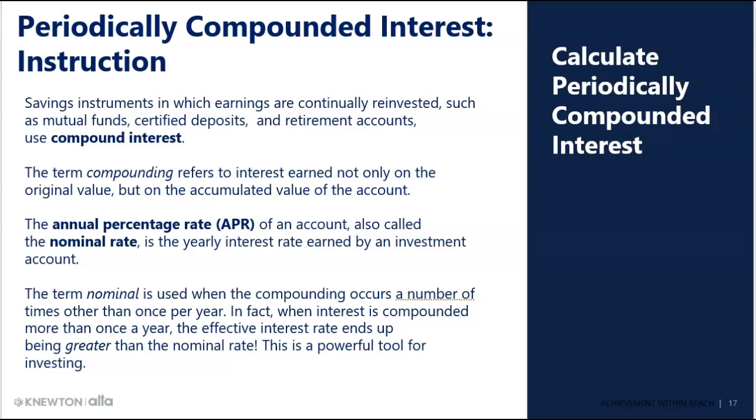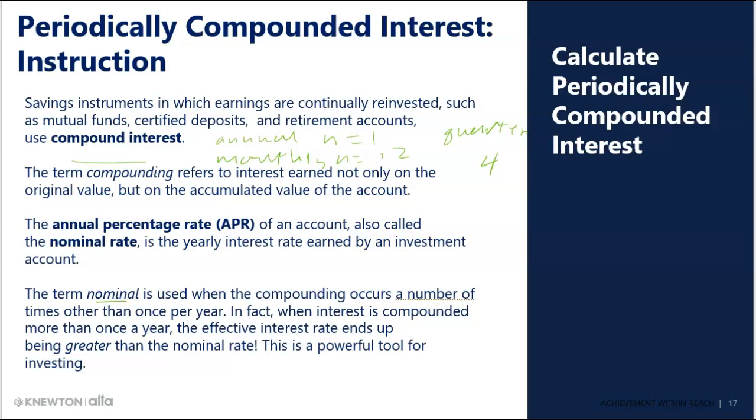All right, so this covers savings continually reinvested, periodically compounded interest. We talked about annually. Annual means N equals 1. This tells you what to use for N in the formula. Monthly, N equals 12. Quarterly, N equals 4. That's 4 times a year, and daily would be 365.